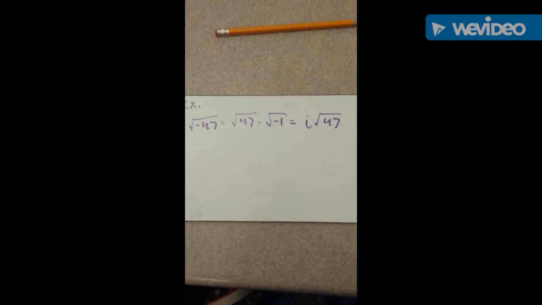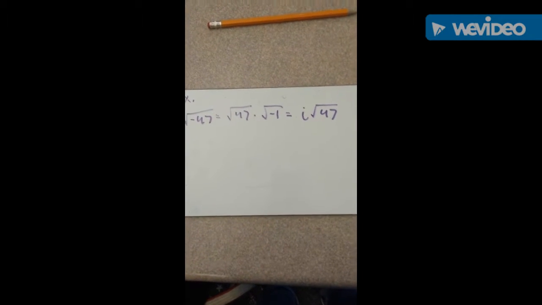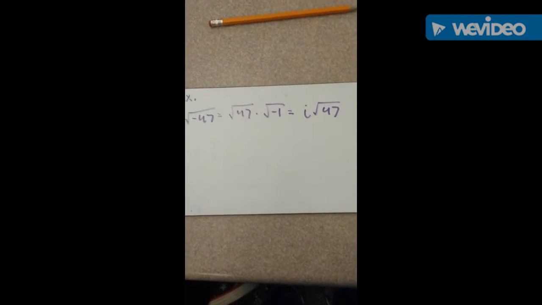Example, the square root of -47 would equal the square root of 47 times the square root of -1, which would equal i square root of 47.